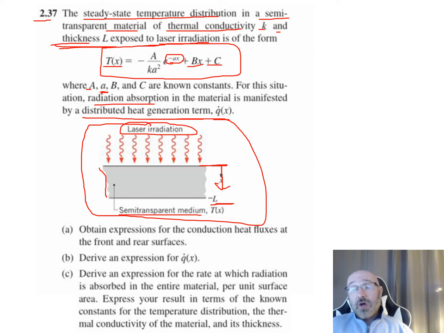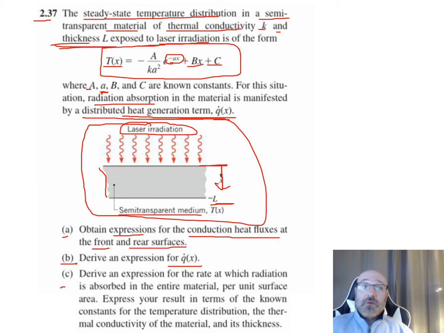Now they ask us to solve for three different things, A, B, and C, and we'll deal with each separately. In part A, they want us to obtain expressions for the conductive heat fluxes at the front and the rear surfaces. In part B, they want an expression for Q dot of x, our distributed heat generation term.